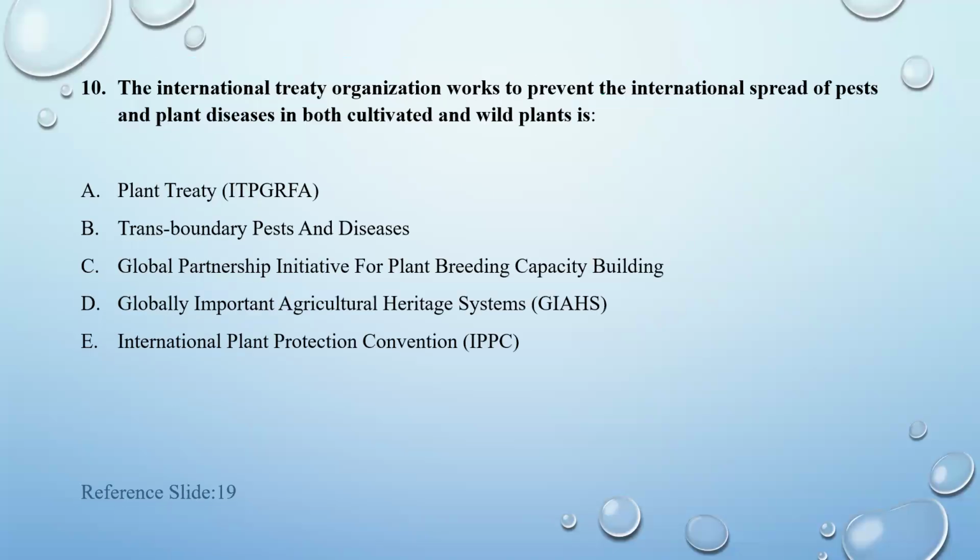Yes, D is the right answer. The last MCQ is, which international treaty organization works to prevent the international spread of pests and plant diseases in both cultivated and wild plants? Is it option A, Plant Treaty, B, Transboundary Pest and Disease, C, Global Partnership Initiative for Plant Breeding and Capacity Building, D, Globally Important Agricultural Heritage Systems, and E, the International Plant Protection Convention. The right answer is E, International Plant Protection Convention.